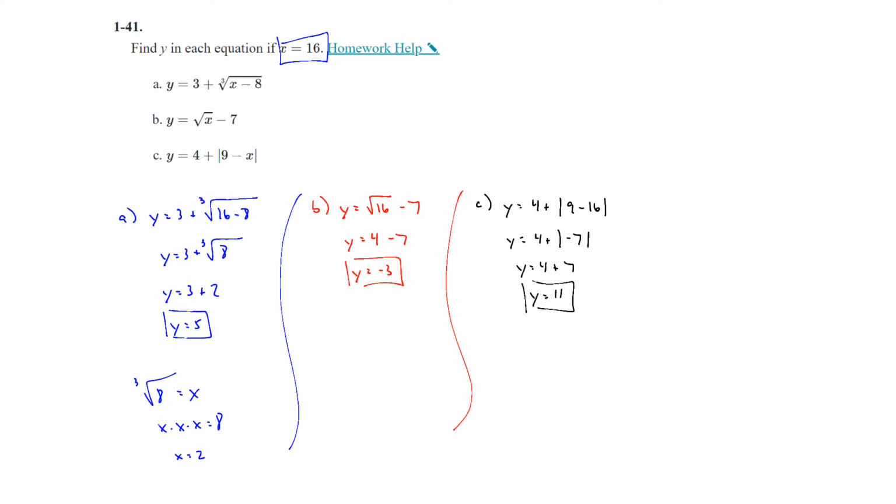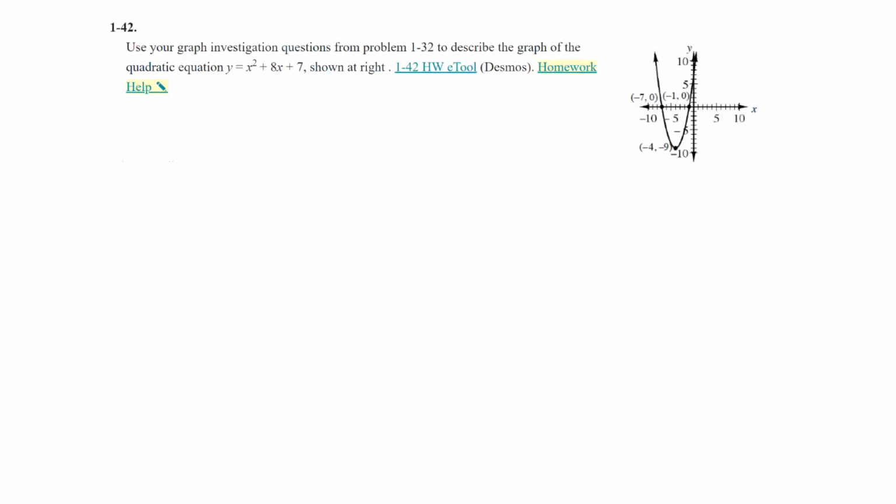And so I'll just remind you that on this first one, this is a cube root function. The second one is a square root. And then the last one is an absolute value. So if you're curious of the names, that's what we would be calling them.